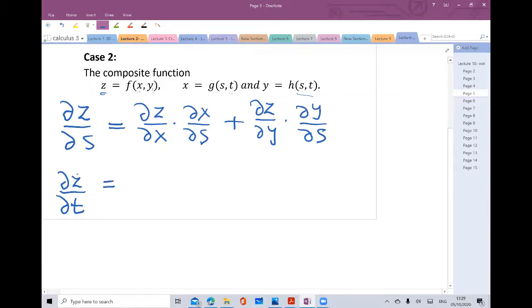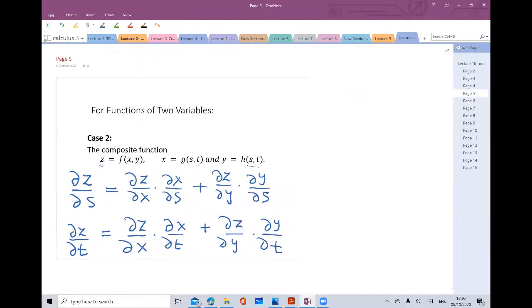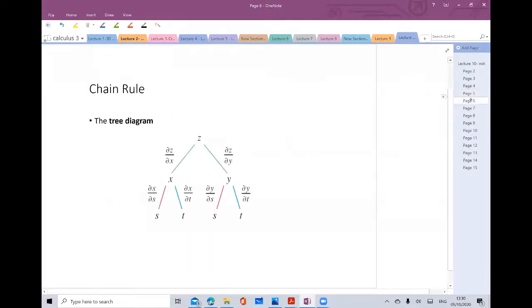And similarly, partial z partial t. When I go the same way, z is a function of x and y, but I'll start with x, where x is actually a function of t, so I put the derivative of x with respect to t, plus partial z partial y times the derivative of y with respect to t, okay? When we see this in the tree diagram, I expect that I have two branches for each derivative.